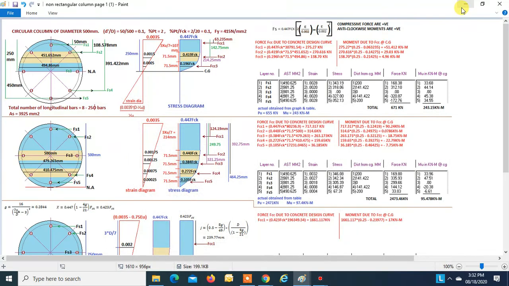Now, first of all, let us draw the actual whole PM interaction diagram for this column section. There are 5 steel layers: number 1 at 50 mm, number 2 at 108.578 mm, steel layer number 3 at a distance 250 mm, steel layer number 4 at 391.422 mm, and layer number 5 at 450 mm. So we will draw a complete interaction diagram first and then we will check our results.